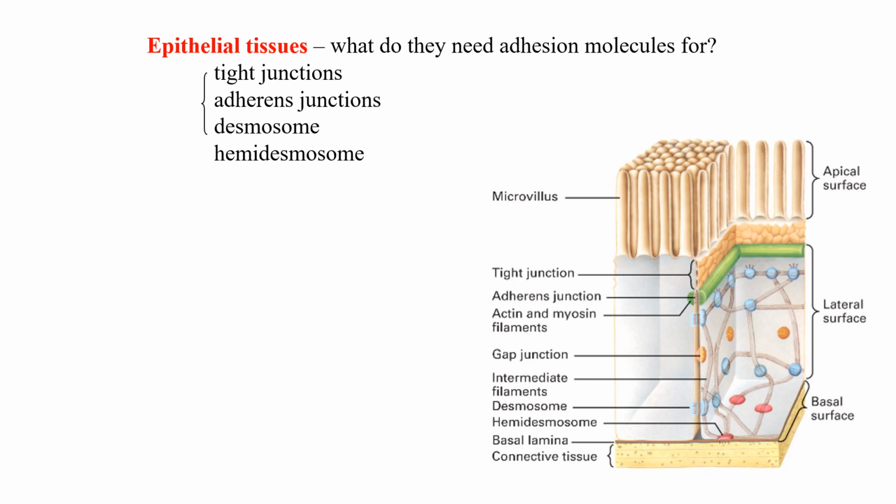So coming to epithelial tissues, why do they need adhesion molecules? Basically, because there are certain junctions that are required for maintaining proper cell integrity, and those junctions are the tight junctions, the adherens junctions, the desmosome, and the hemidesmosome. So this image shows the structure and organization of different junctions and microvilli, and it also demonstrates the gap junction, connective tissue, and several types of junctions that are present between the cells and are required for maintaining proper functioning of the cell.